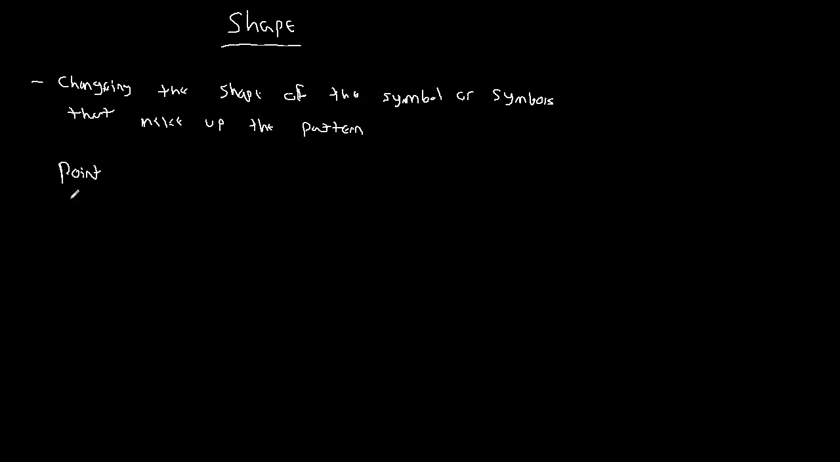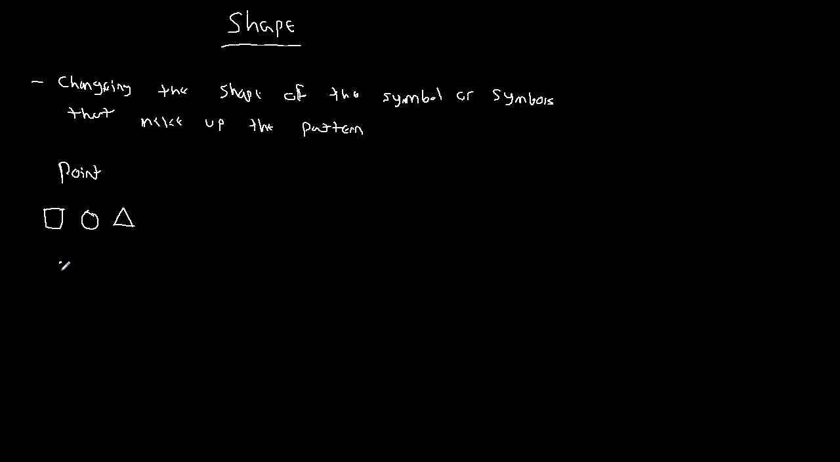And so for point data, this is pretty straightforward. We could have some points represented with squares. We could have some points represented with circles. We could have some points represented with triangles. And it would be pretty clear to see that these are three different shapes, meaning these are three different underlying values for the variable.